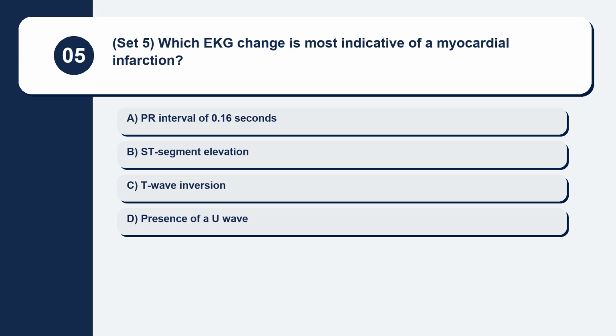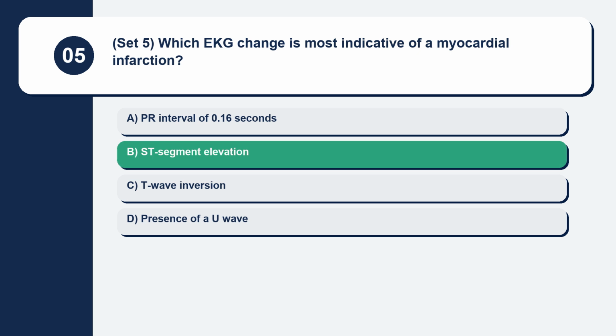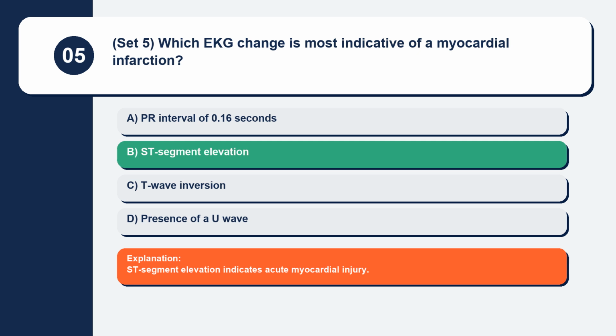Question 5. Set 5. Which EKG change is most indicative of a myocardial infarction? PR interval of 0.16 seconds, ST segment elevation, T wave inversion, presence of a U wave. ST segment elevation indicates acute myocardial injury.